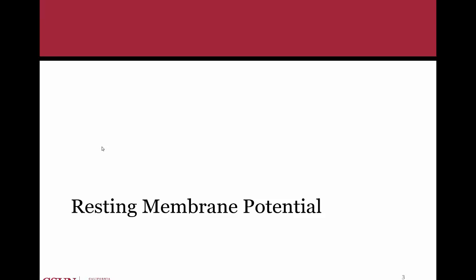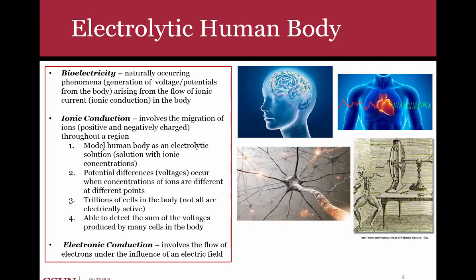So let's talk about this thing called the resting membrane potential. And a word of warning here, this is going to be some physiology, but I promise that it's going to give you some context as to where ECGs and EMGs and EEGs come from. Okay, so let's talk about bioelectricity. That's the naturally occurring phenomena arising from the flow of ionic current in the body. Because you have these ionic currents in your body, you're going to have voltage changes that are associated with those phenomena.